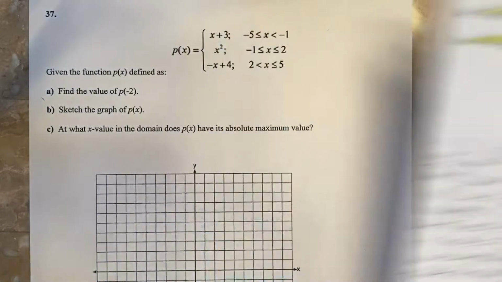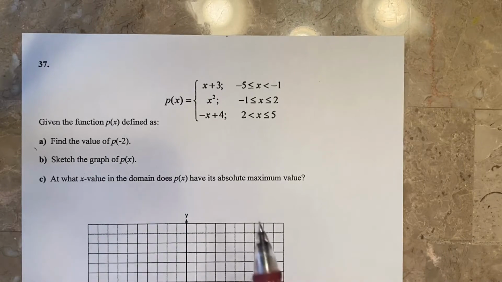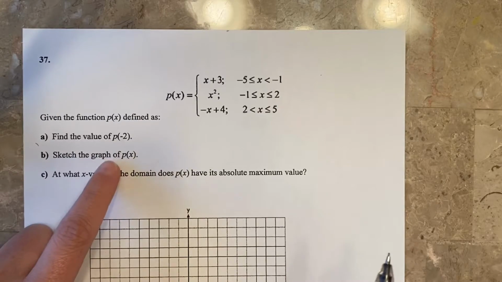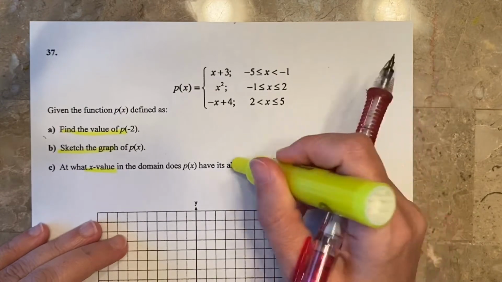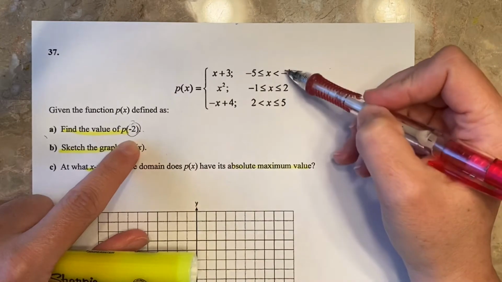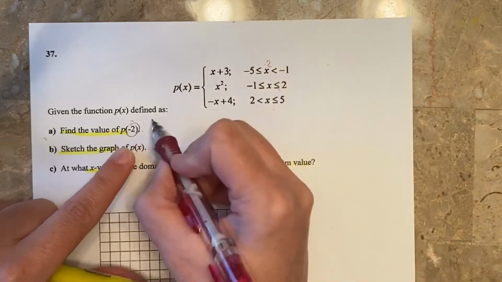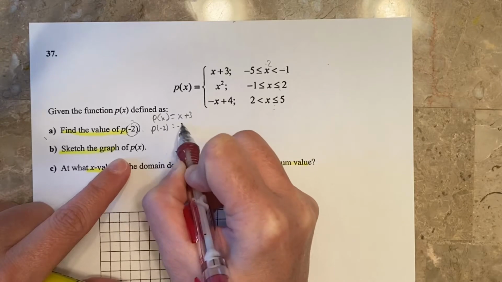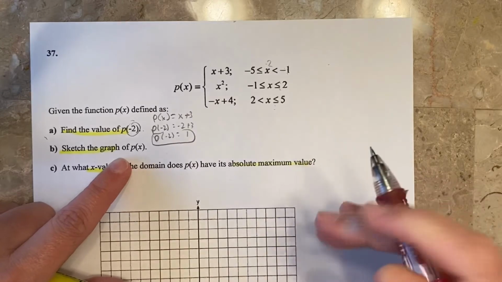Now let's go to our second part of do now number 4. All right, so it says, given the function p of x, so we have a piecewise. We want to find the value of p of -2. We want to sketch the graph, and so find the value, sketch the graph. What value of x does it have an absolute maximum? Okay, so -2. So you have to see right here, this x value, where it lies. And the -2 would be right here. So we're going to use this one. So p of x equals x plus 3. P of -2 equals -2 plus 3, and p of -2 equals 1. So that is done. That's an evaluating.